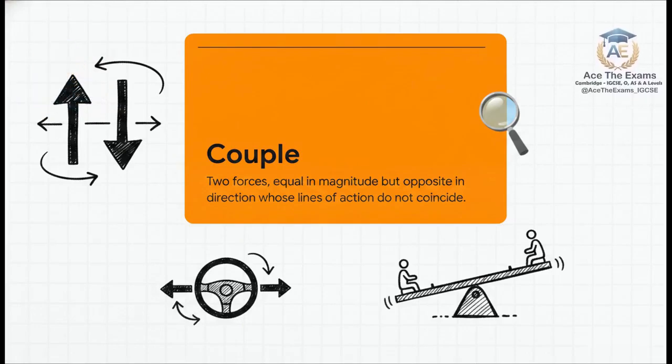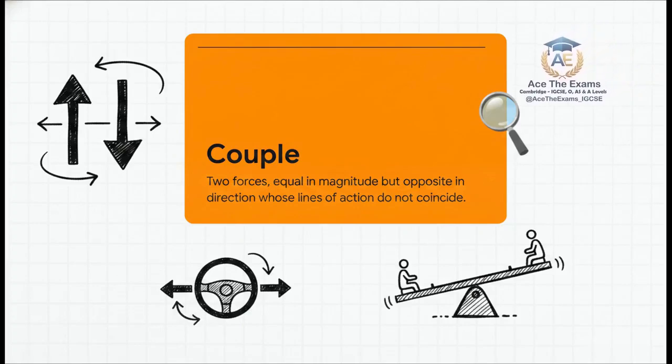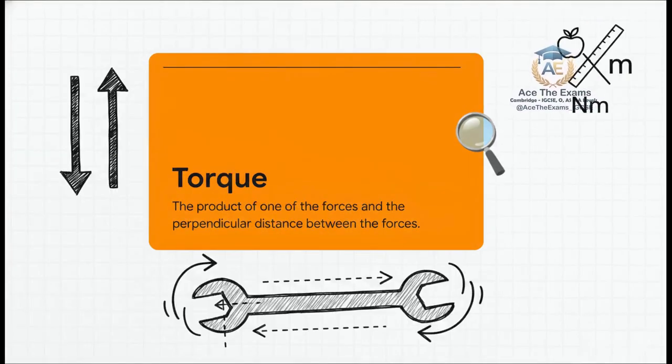If you just say 2 opposing forces, Sam, you lose the marks. You must specify that their lines of action do not overlap, because if they push directly into each other on the exact same line, they would cancel out. Because they are offset, they create the spin. And the actual turning effect that this couple produces is called torque, measured in Newton meters.